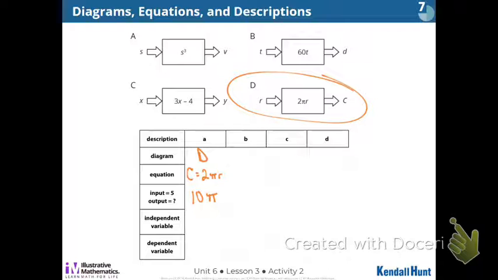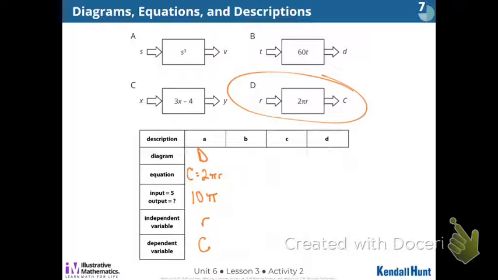Okay? We're almost there. Now, independent variable. An independent variable doesn't change the other thing. A dependent variable depends on what the other thing is. So which one would be independent here? Would the radius change the circumference or the circumference change the radius with our rule? So one way you could say that is the circumference depends on the radius, right? So the radius is independent and the circumference would be dependent, right?